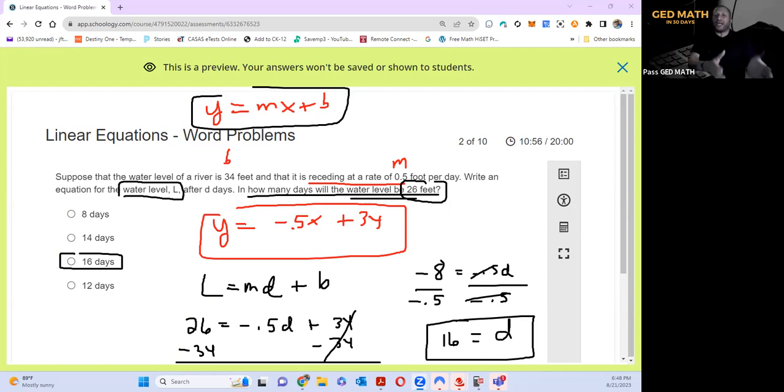They didn't tell us to use the variables y and x. They want us to use the variables L and D. So I exchanged y for L and exchanged x for D. I identified my slope as negative 0.5, identified my constant as 34, and I solved for D.